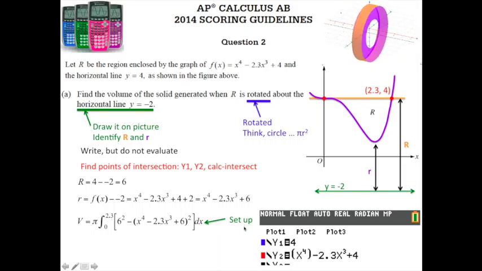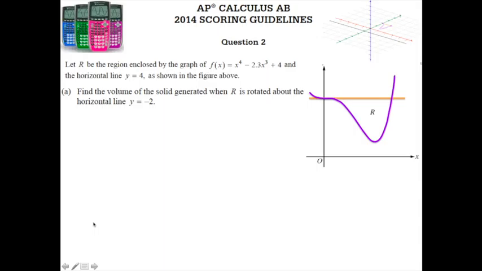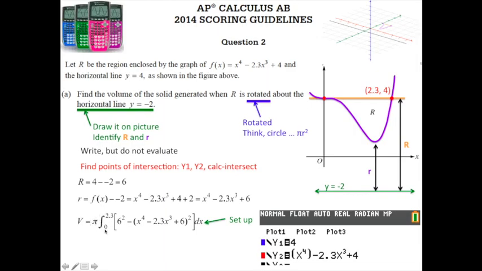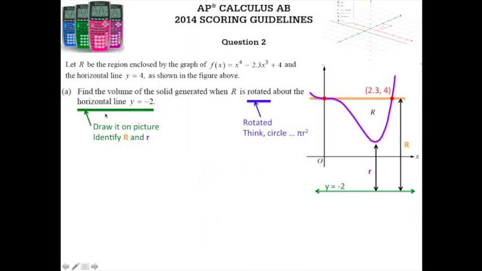And so if this were a write but do not evaluate question, this is the setup that they would grade, and points would be assigned to you based on whether or not you had a pi, whether or not your bounds were correct, whether or not these functions are correct and squared, and then whether or not you have your dx. To talk about now the actual problem of finding the value of that volume using our calculator, since it is a calculator question.